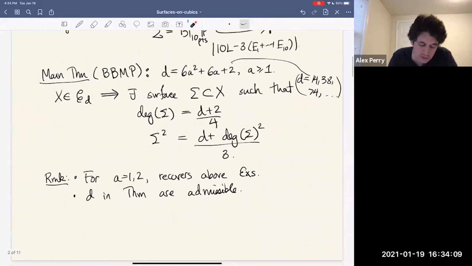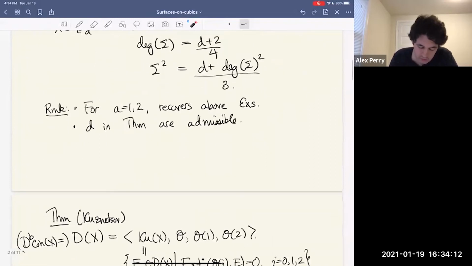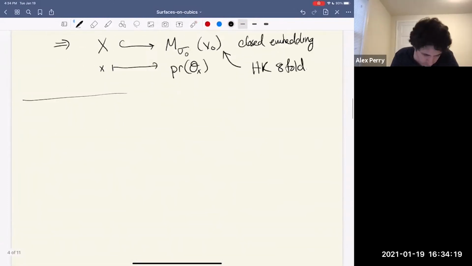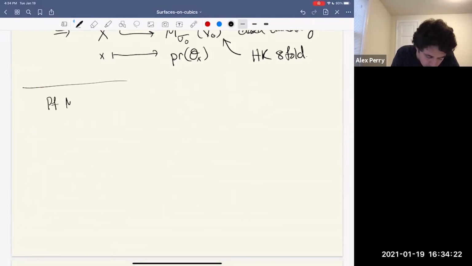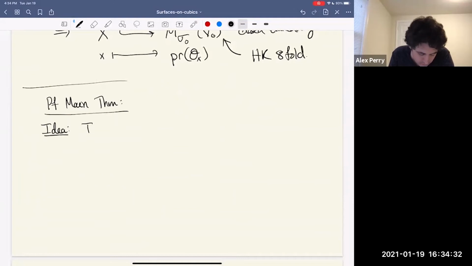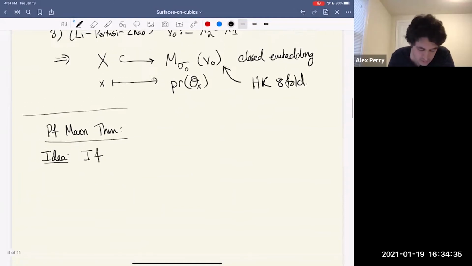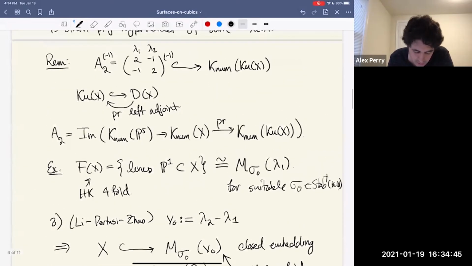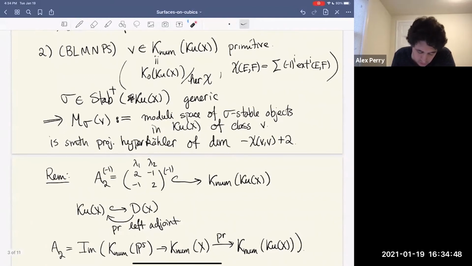So now with these ingredients, I'll start telling you about the proof of the main theorem. Remember, we're trying to construct these surfaces on our cubic fourfold. And so what's the idea? Let's suppose that we were in a really nice case. Let's suppose that this moduli space M sigma naught V naught, or maybe one thing I should have mentioned before, in this theorem above, we show that these are smooth projective hyperkähler varieties, and they're all deformation equivalent to a Hilbert scheme of points on a K3 surface.